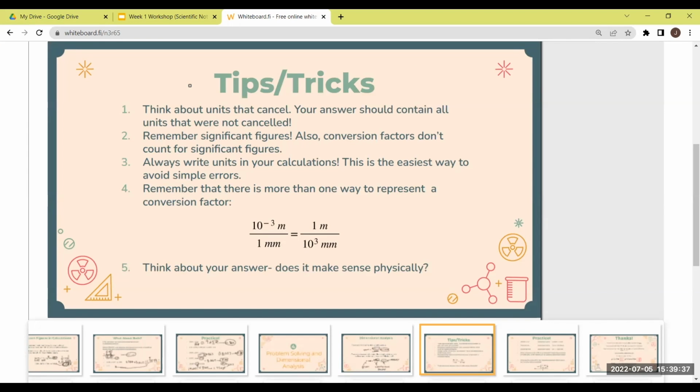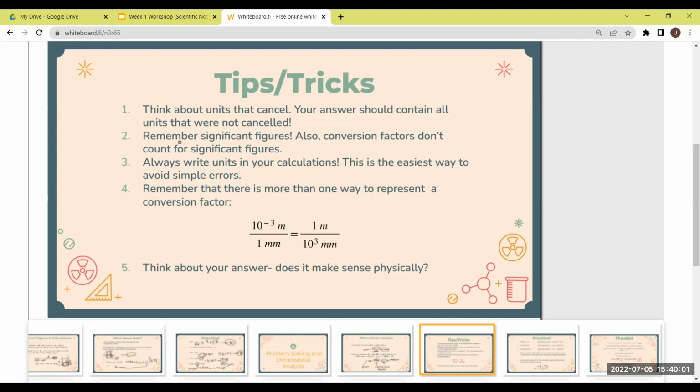Some general pointers when you do dimensional analysis: what you always want to think about is the units that cancel. So your answer should only contain the units that were not canceled. If you have some leftover units in your work when you're doing calculations, it probably is an indicator that you may have made a mistake.